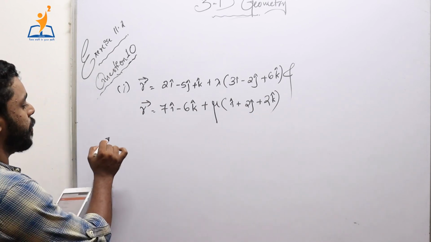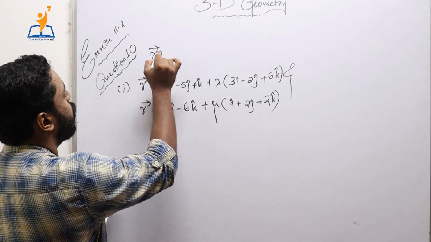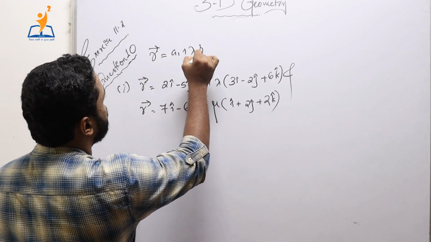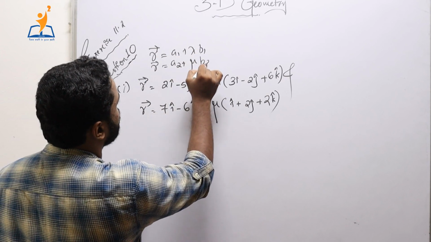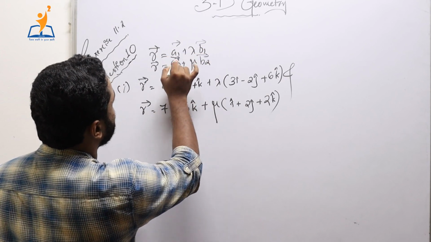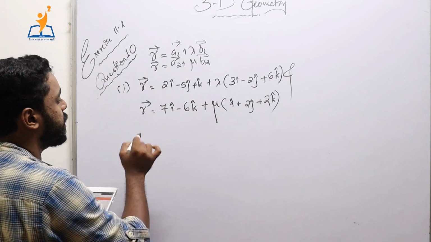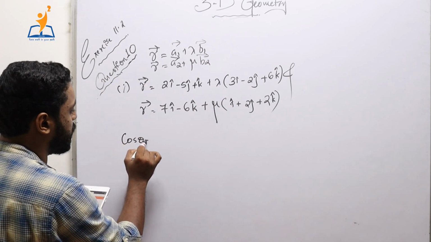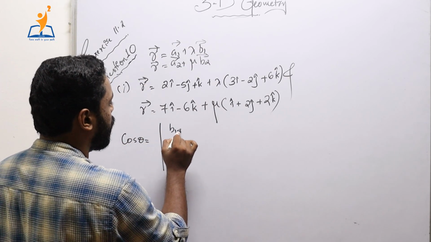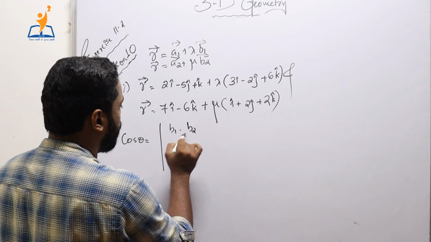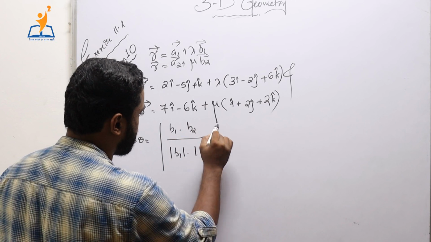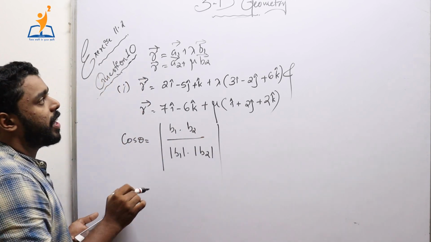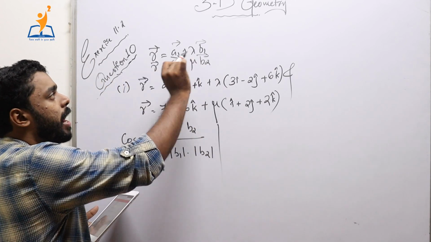It is very simple. We know that if r is equal to a1 plus lambda b1 and r is equal to a2 plus mu b2 are the two lines, then we can easily find the angle between these two lines using the formula cos theta is equal to the absolute value of b1 dot b2 divided by mod b1 into mod b2. Do you remember this formula? See, here we know that b1 and b2 are parallel to these two lines.